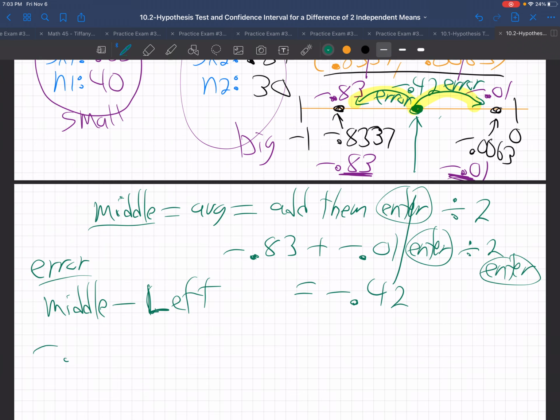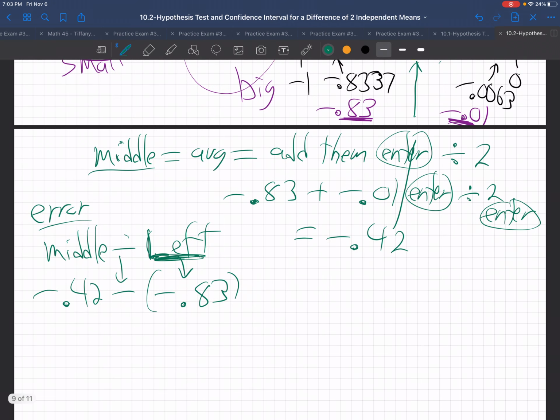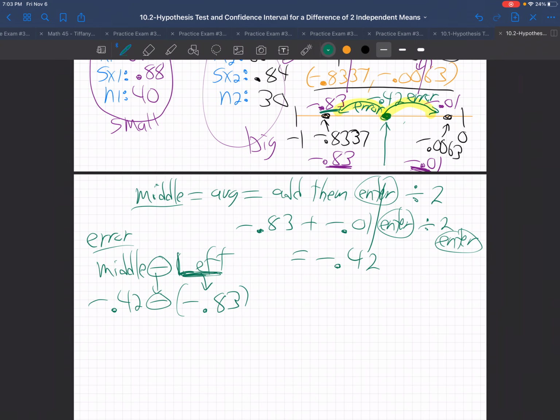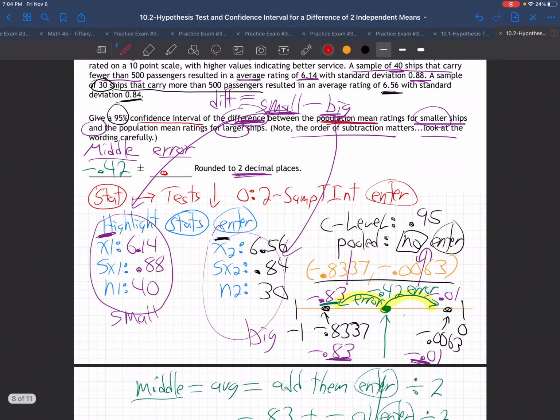So the middle, negative 0.42, minus, watch out, easy to make a mistake there, and the left is negative 0.83. See how we got the double negative thing here? Because the left is itself a negative number, and then there's a negative in the formula, right? You're subtracting two things. You're trying to find out how far apart two things are. So that's going to be negative 0.42 plus 0.83, right? Because the double negative becomes positive. And so I'm going to do that on my calculator. I'm getting 0.41. So there it is. That is the error amount.